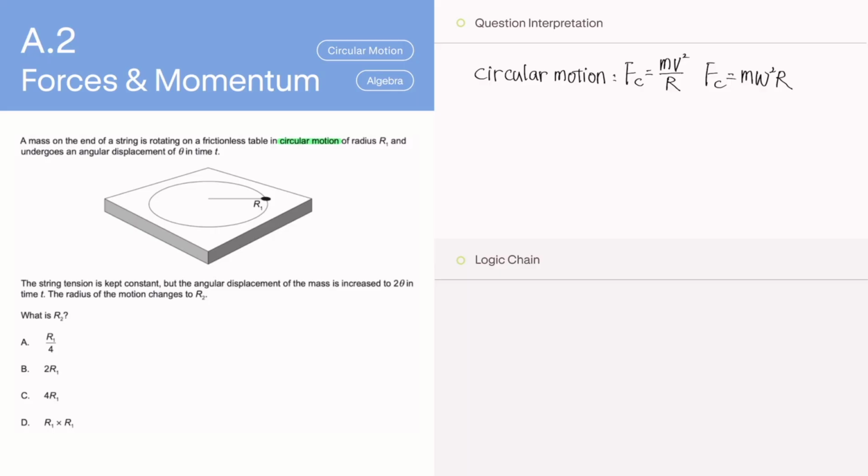This is another equation for circular motion. Centripetal force equals m omega squared times r. Omega is the angular velocity here.